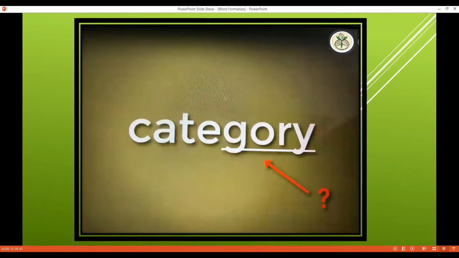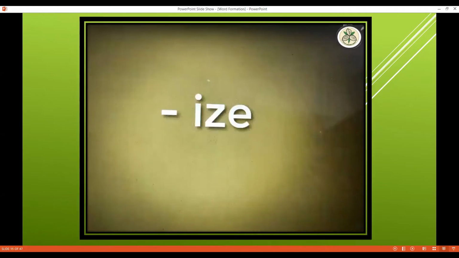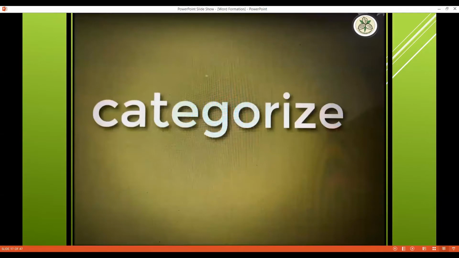Let's take another word. How about categorize? This word has two morphemes. We've already determined that category had one morpheme, but in addition, we have this -ize suffix, and that suffix is meaningful because it helps to form a verb from a noun. So categorize has two morphemes.